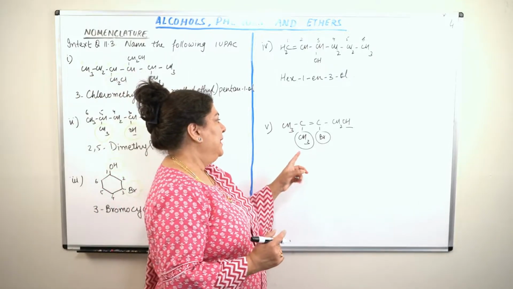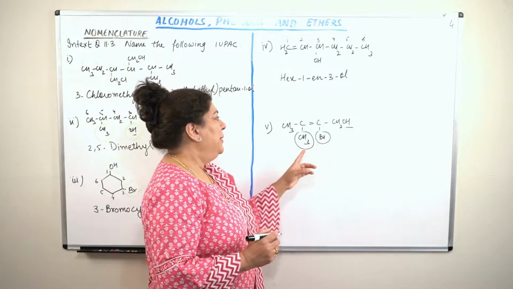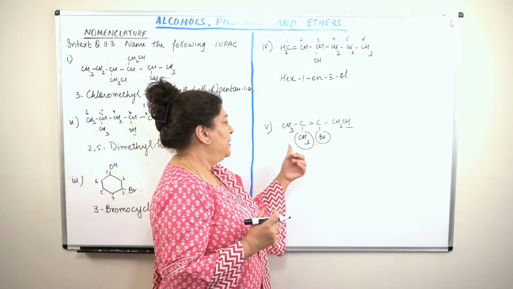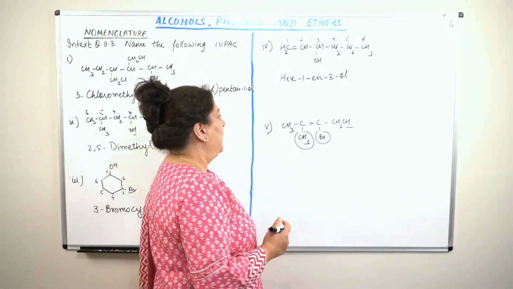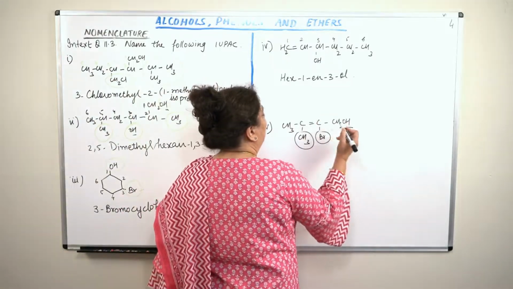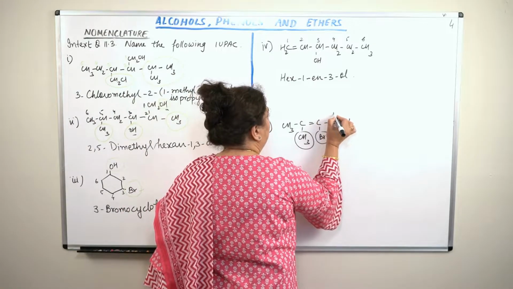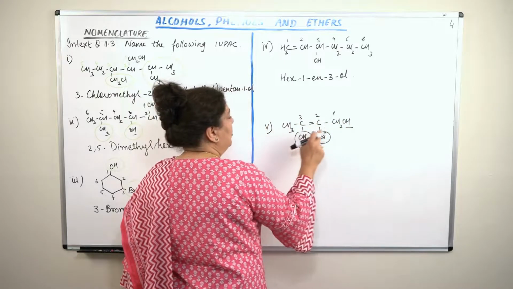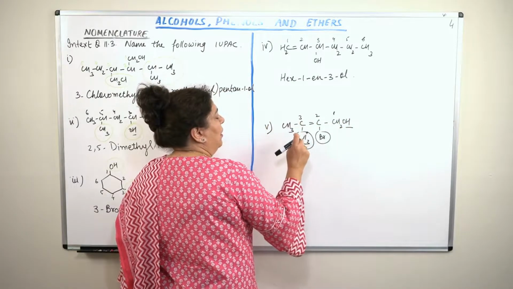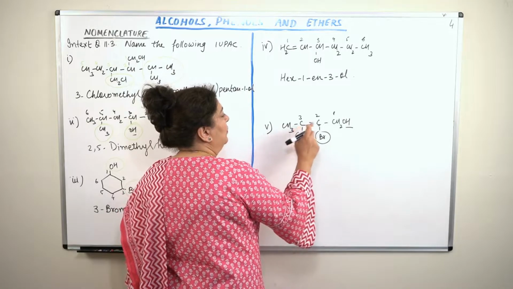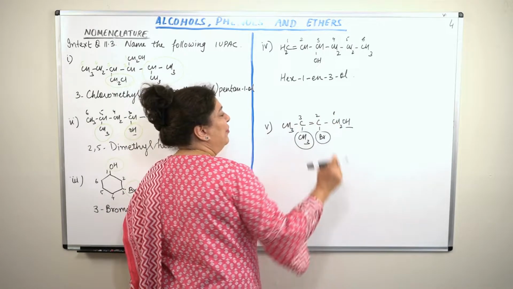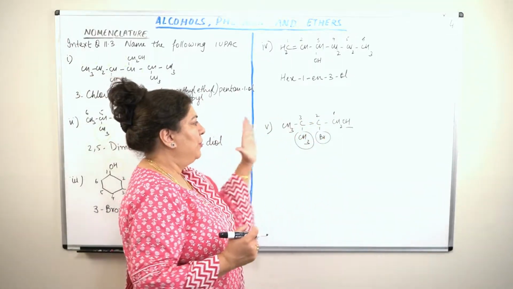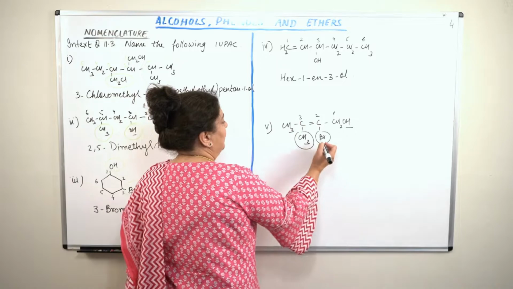So alphabetically, bromine is smaller in alphabet. B comes first and M comes later. So we'll give the numbers. We'll start counting in this direction because the ol is here. 1, 2, 3. If I had counted from this direction, my locants would have been 2, 3 and 4. And here it is 1, 2, 3. So I would choose the counting from this direction.